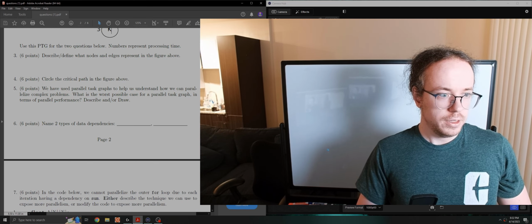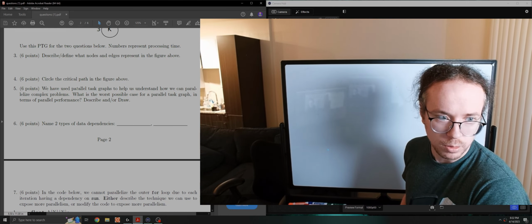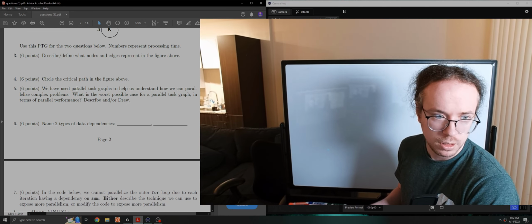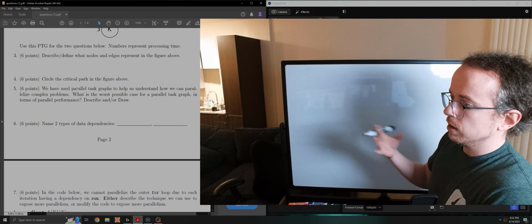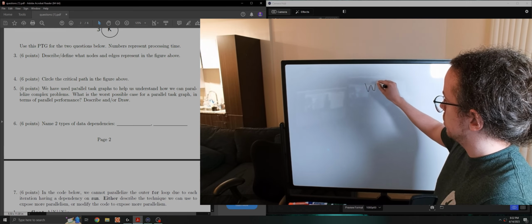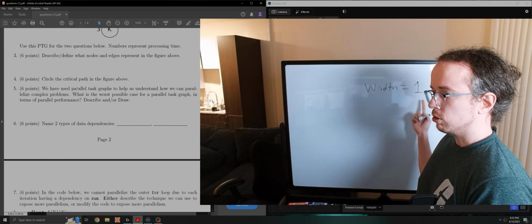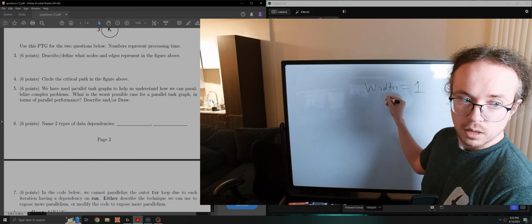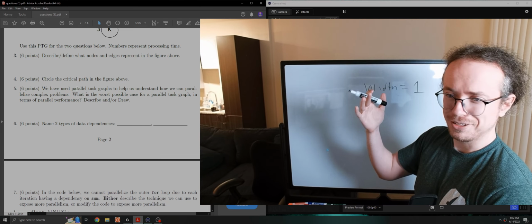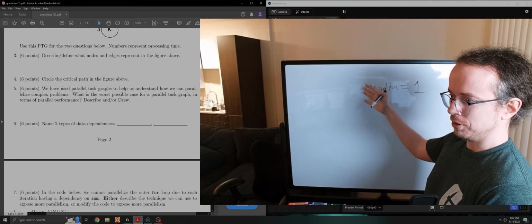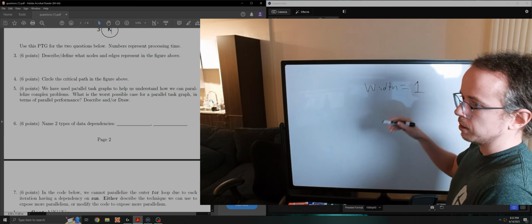Let's see, number 5. We've used PTGs to help us understand how we can parallelize complex problems. What is the worst possible case for a PTG in terms of parallel performance? Well, when we analyze parallel task graphs, we have a metric called width that tells us how parallel our problem can be. So if you wrote width equals 1, you got full credit. If you described it in more detail, you still would have gotten credit, but this is maybe the shortest description that tells me you know what you're talking about.